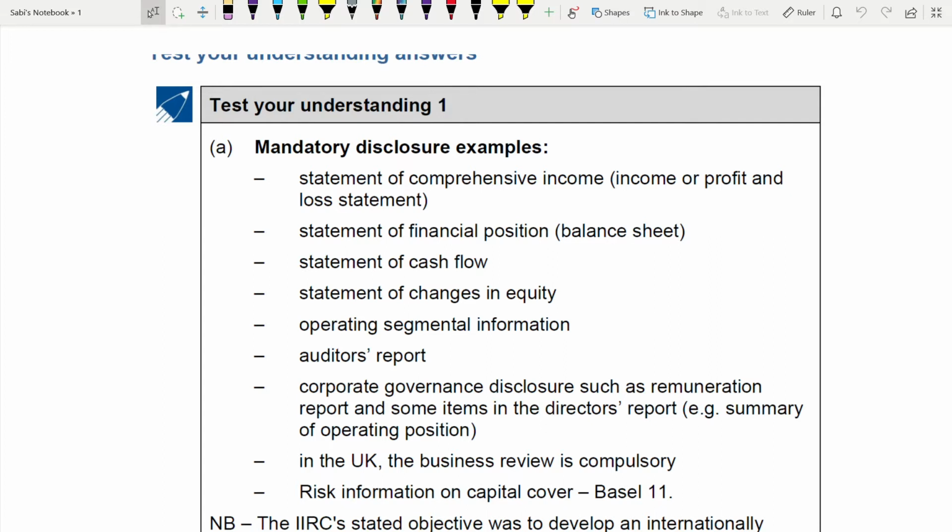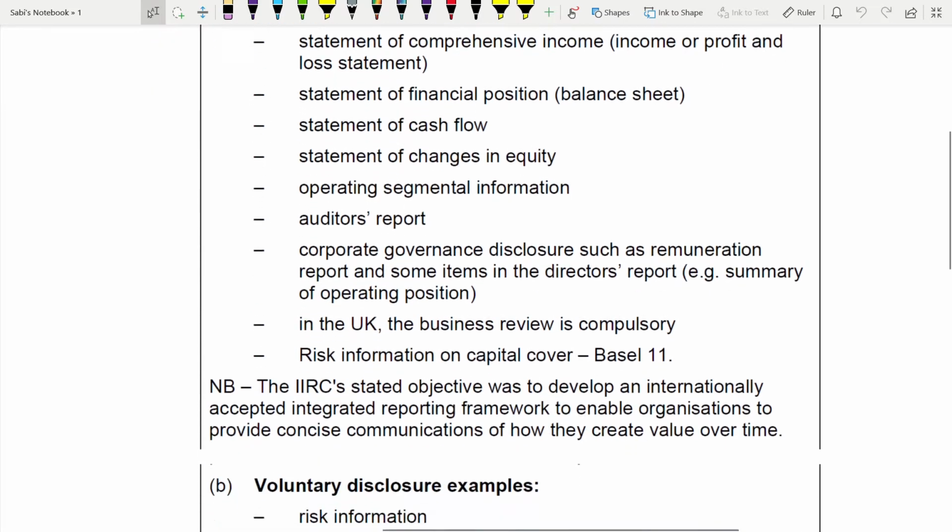Then the auditor's report, corporate governance disclosure, such as the remuneration report and some items in the director's report, like a summary of operating position. These things are mandatory. You have no choice over this. You have to provide them. And in the UK, the business review is compulsory. It's only in the UK, not in any other country. And risk information on capital cover. You don't need to know all of those things, okay?